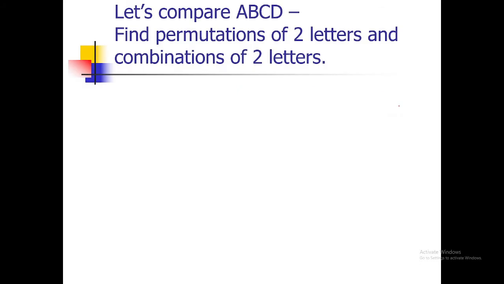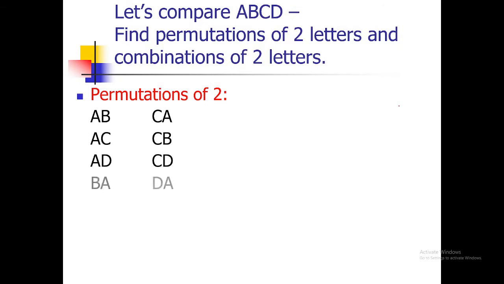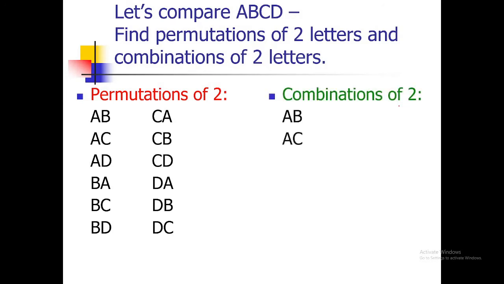So, let's compare A, B, C, D. Let's find permutations of 2 letters and combinations of 2 letters. Look at the difference here so you will distinguish the difference between permutation and combination. Permutations of 2: we have AB, CA, AC, CB, AD, CD, BA, DA, BC, DB, BD, and DC. Those are the different permutations of 2. Look at the combination: AB, AC, AD, BC, BD, CD. Those are the only combinations.